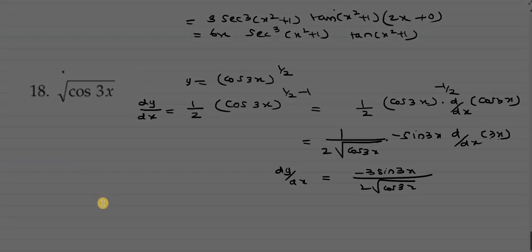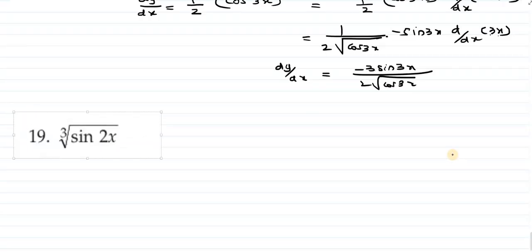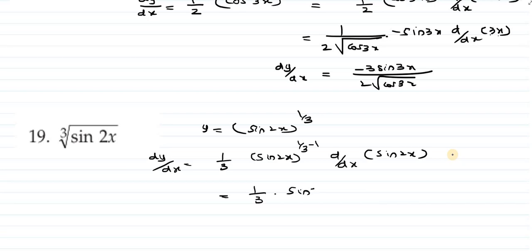Now next one is what? This is also simple. Okay. Cube root of sine 2x. Again, power is involved. Sine 2x to the power 1 by 3. dy by dx is what? 1 by 3 sine 2x to the power 1 by 3 minus 1. Then dy by dx of sine 2x. So it is 1 by 3 sine 2x to the power 1 by 3 minus 1, which is what? Minus 2 by 3. Correct?